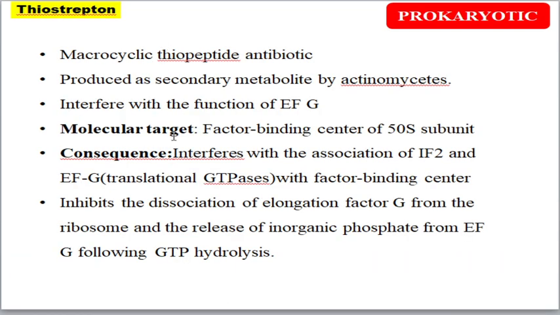Next, the molecular target of thiostrepton: since it inhibits the prokaryotic translation process, it inhibits the factor binding center of the 50S subunit. And what is the consequence? There is an association between the initiation factor as well as the elongation factor, friends. But this thiostrepton interferes with the association of both IF2 as well as this EFG. It will inhibit the dissociation of EFG from the ribosome and also the release of inorganic phosphate from EFG. So generally, this thiostrepton will inhibit the process of GTP hydrolysis. As a result, this EFG cannot function. It is stuck on the ribosome.